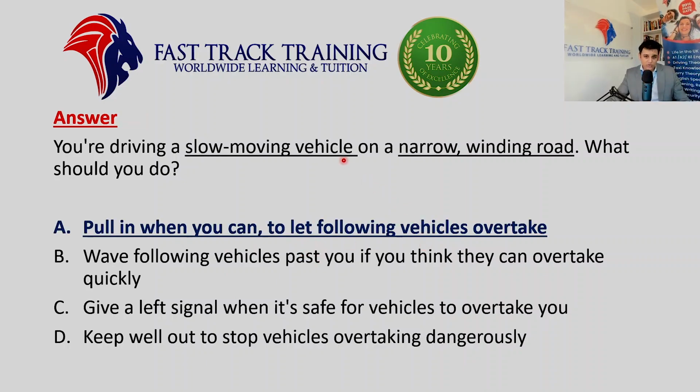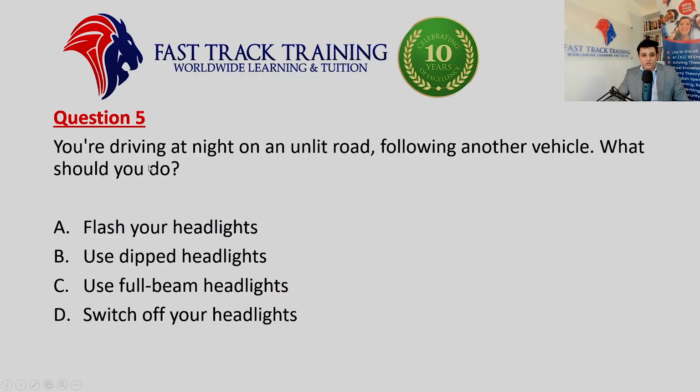So if you're on a slow road, let them overtake you by pulling in. These are the 3 key words you want to use, 3 key sentences. Pull in when you can, following vehicles can overtake. You're driving at night on an unlit road following another vehicle. What should you do? Flash your headlights, use dipped headlights, use full beam headlights, switch off your headlights. The correct answer here is use dipped headlights. So if you're driving at night on an unlit road, use dipped headlights.